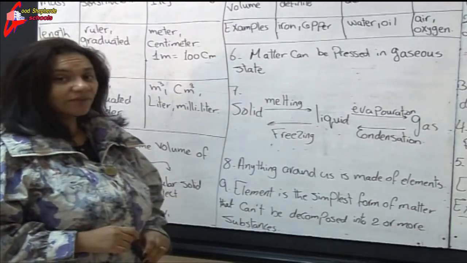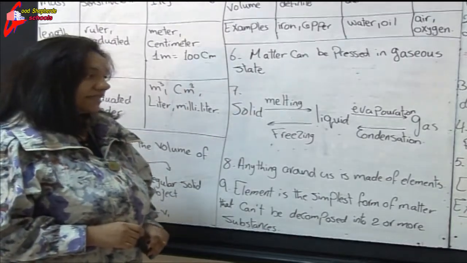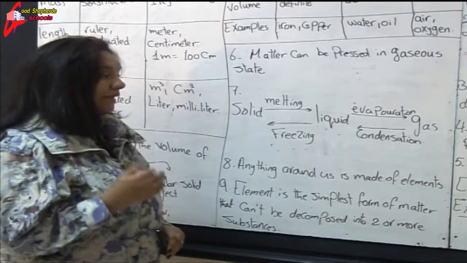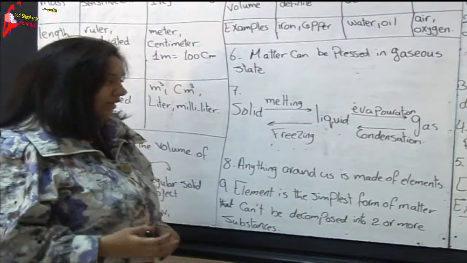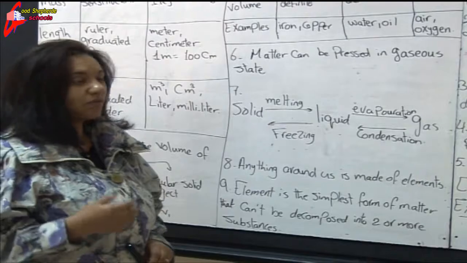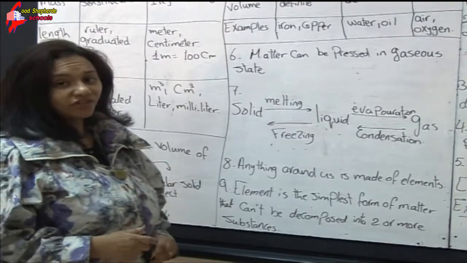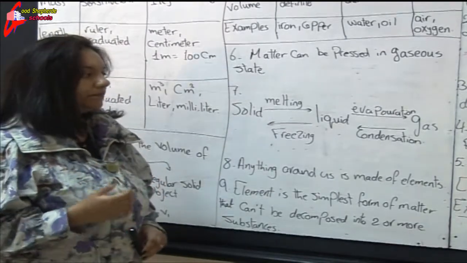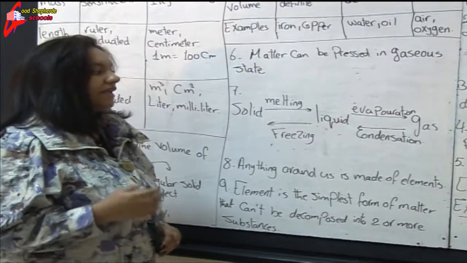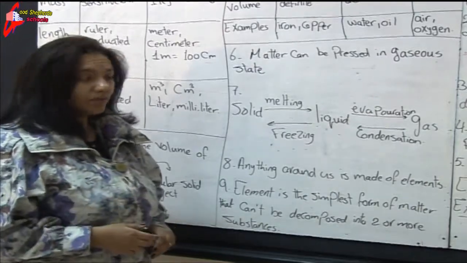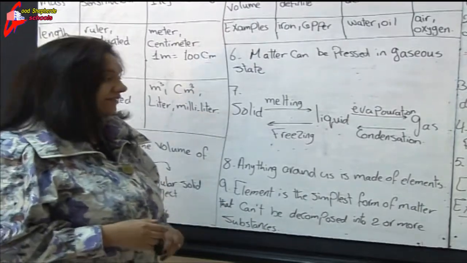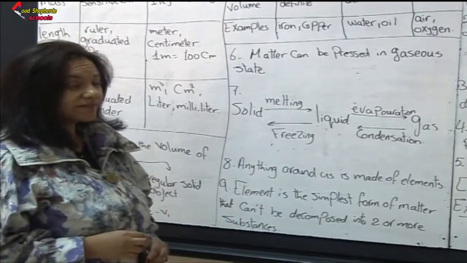So what is evaporation? Evaporation is changing matter from liquid to gas. And we can return it back again. What is the meaning of this? Gas can change to liquid by cooling, and this process is called condensation.